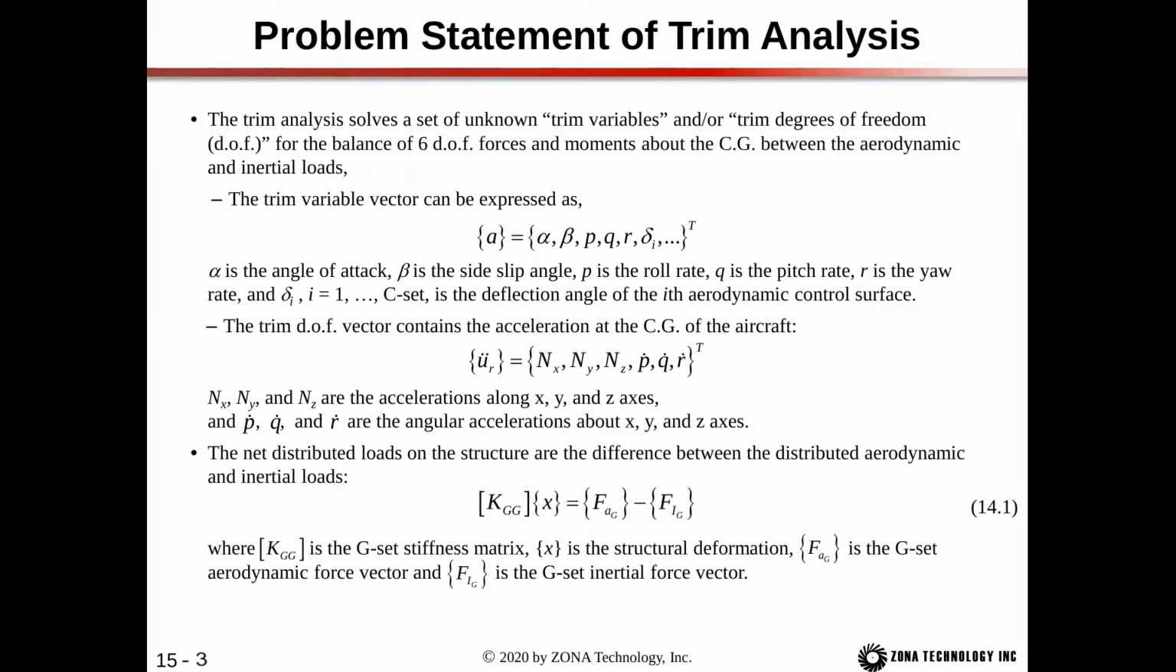And the net distributed loads on the structure are the difference between the distributed aerodynamic and inertial loads. So we have Kgg times x equals Fag minus Fig. And here Kgg is the g-set stiffness matrix, x is the structural deformation, Fag is the g-set aerodynamic force vector, and Fig is the g-set inertial force vector.